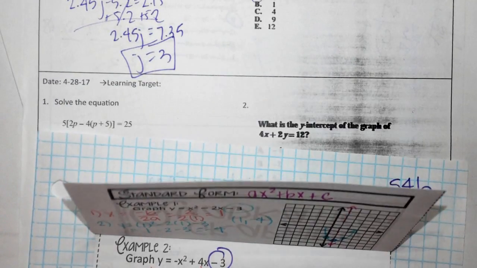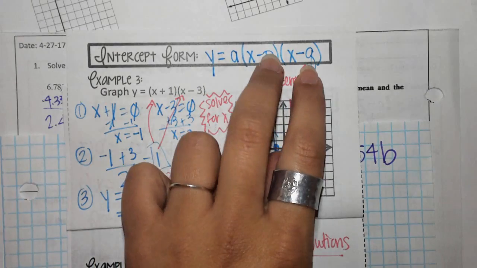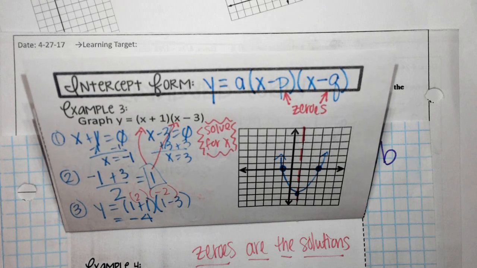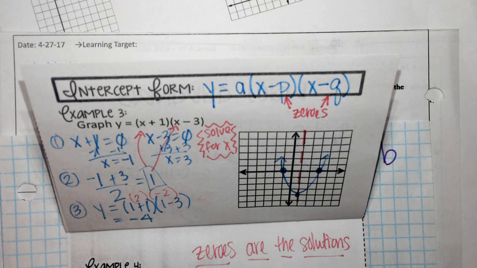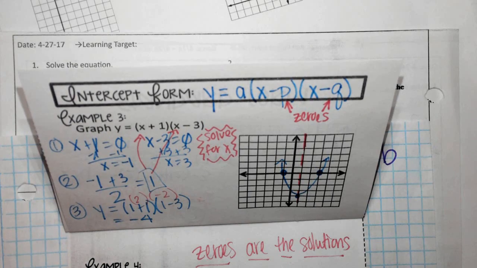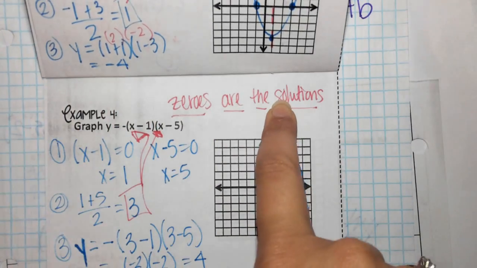Yesterday we learned about intercept form. Intercept form is when it's in parentheses. What are the intercepts? The ones that cross the x-axis. Good, take a point. We also wrote that they are zeros and that zeros are the solutions.